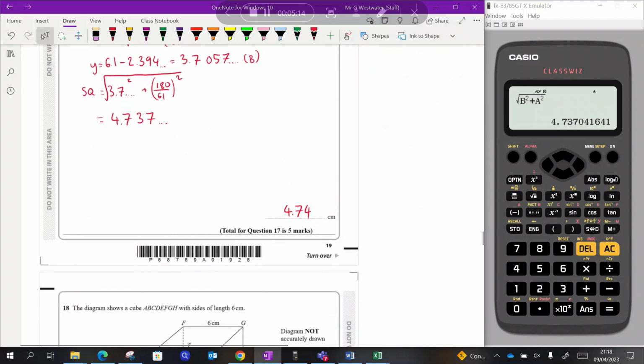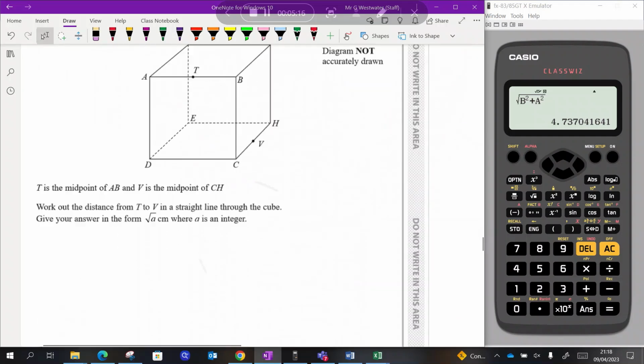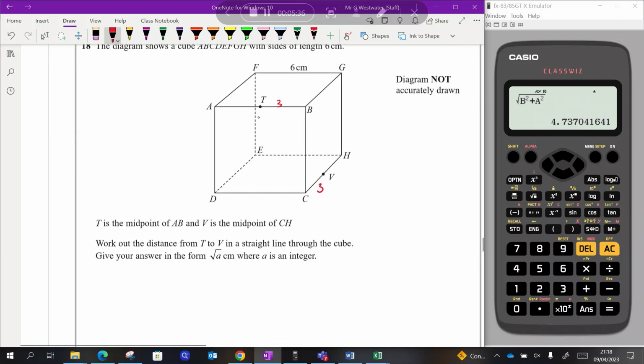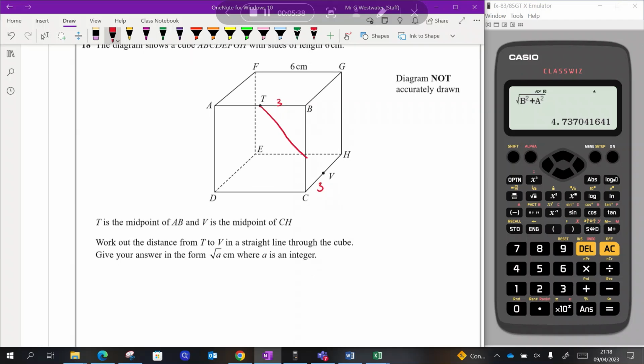Okay, on to question 18. The diagram shows the cube ABCDEFGH with sides of length 6 centimeters. T is the midpoint of AB and V is the midpoint of CH. So we've got 3 centimeters along here, we've got 3 centimeters along here, and we're being asked to work out the distance from T all the way down to V.